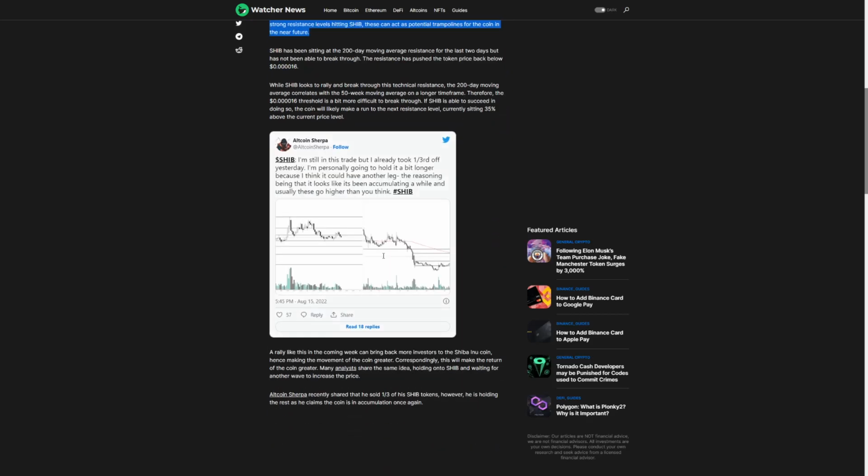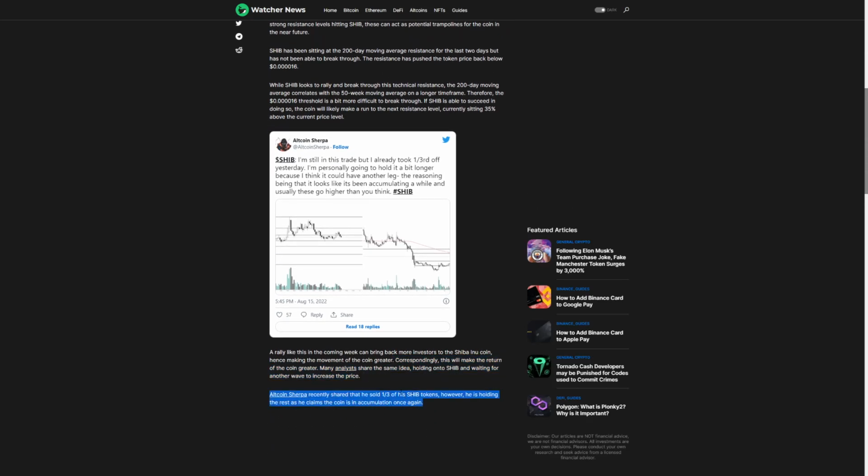So that's the big factor in this. A rally like this in the coming week can bring back more investors to the Shiba Inu coin, hence making the movement of the coin greater. Correspondingly, this will make the return of the coin greater. Many analysts share the same idea, holding on to SHIB and waiting for another price wave to increase. So it does look like Shiba Inu is going to explode.